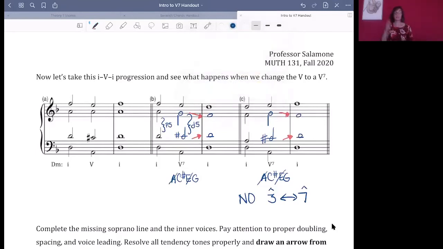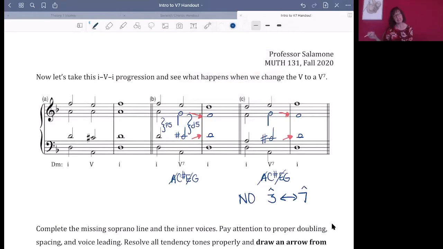Now take a look at that resolution compared to the one we did in letter B. It is voiced differently. Now we actually have two roots and two thirds, and that's because the soprano line was a little bit different. Probably not our most favorite doubling ever, right? But it is still absolutely okay.